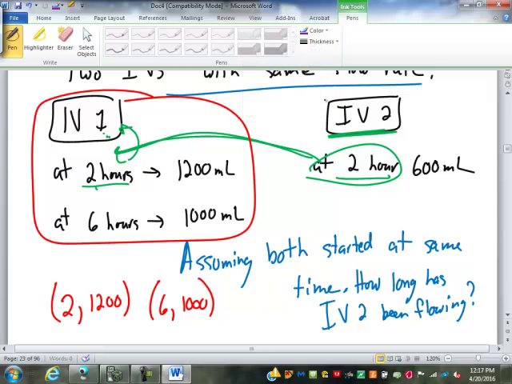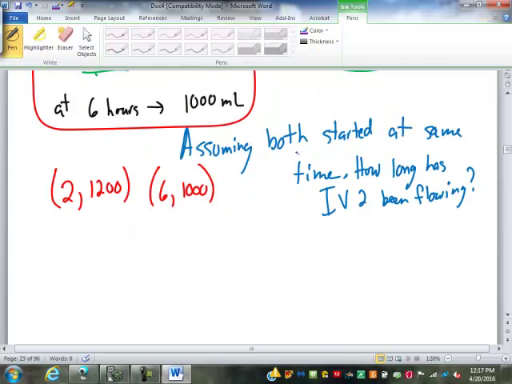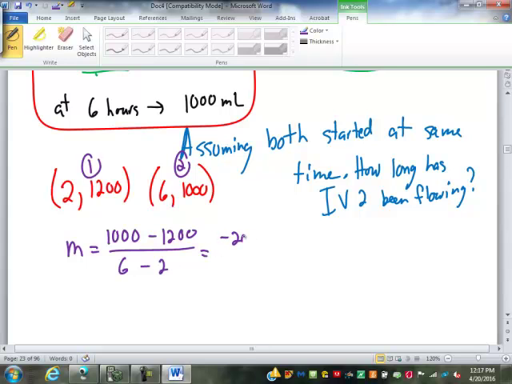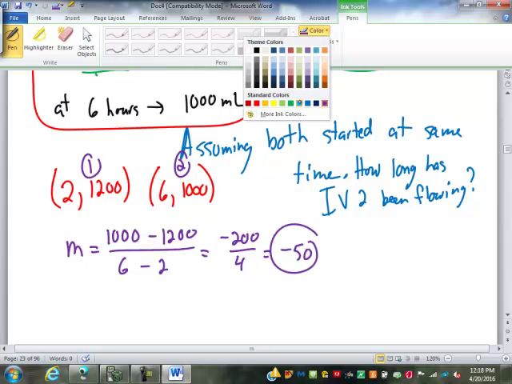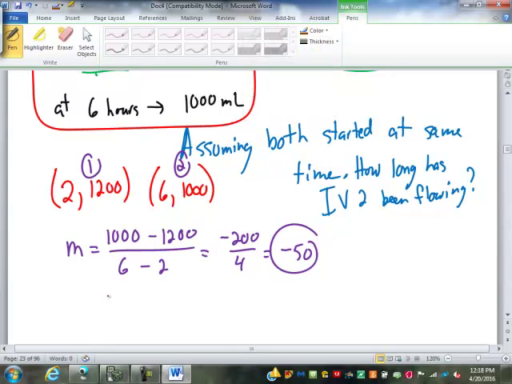So anyway, let's find the slope, and then we'll do the y-intercept. So our slope first, points 1 and 2. So y2 is 1,000 minus y1 is 1,200 over x2 is 6 minus x1 is 2. This is a negative 200 over 4 is a negative 50. That is our slope. So that gives us y equals negative 50 times x plus b.